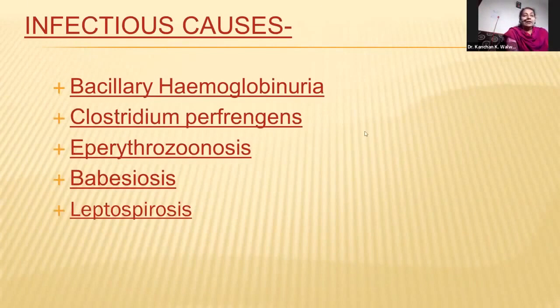So bacillary hemoglobinuria, Clostridium perfringens, then erythrocytosis, then babesiosis, and leptospirosis. These are the important infectious causes. Other infectious causes are also there, but these 5 important diseases cause hemoglobinuria in sheep and goat.